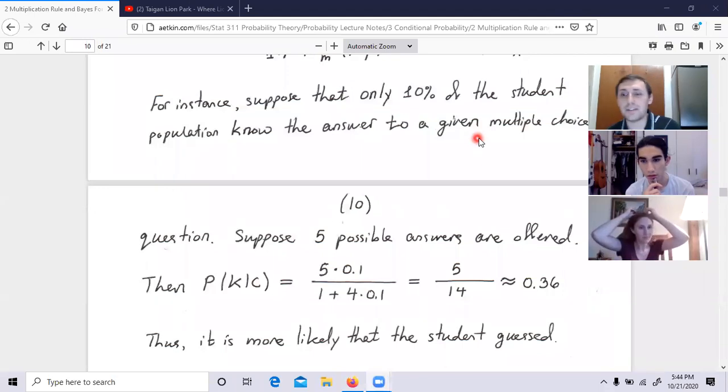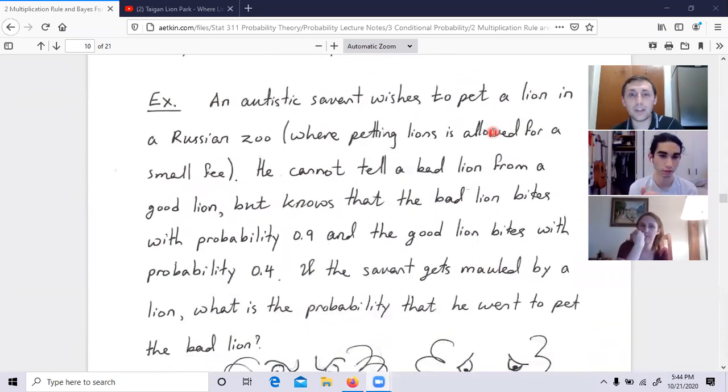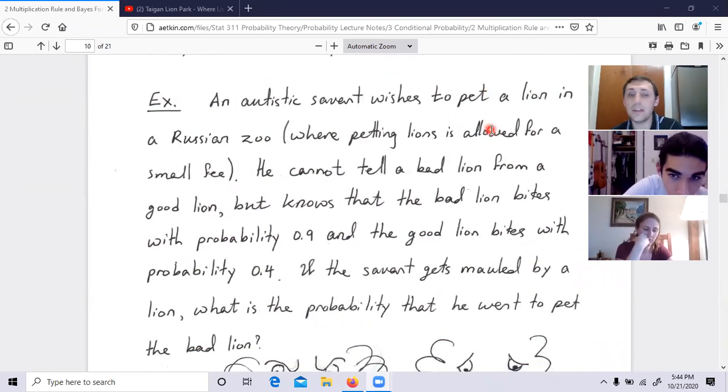So this is a question for you. An autistic savant wishes to pet a lion in a Russian zoo, where petting lions is allowed for a small fee. He cannot tell a bad lion from a good lion, but knows that bad lions bite with probability 0.9 and good lions bite with probability 0.4. If the savant gets mauled by a lion, what is the probability that he went to pet the bad lion?